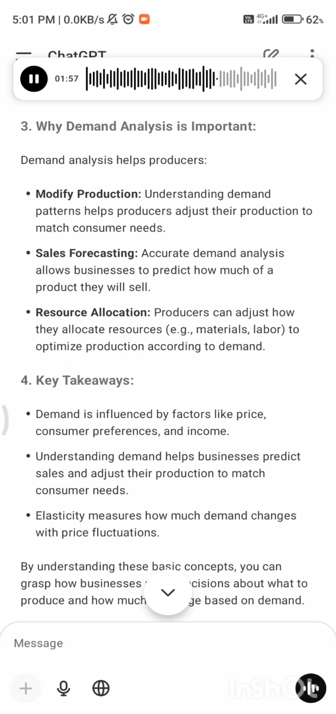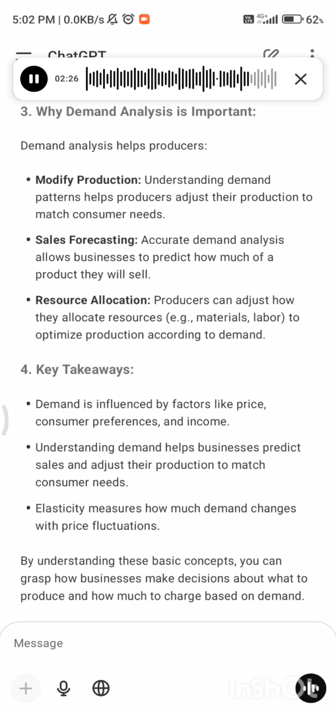3. Why demand analysis is important. Demand analysis helps producers modify production. Understanding demand patterns helps producers adjust their production to match consumer needs. Sales forecasting. Accurate demand analysis allows businesses to predict how much of a product they will sell. Resource allocation. Producers can adjust how they allocate resources, e.g., materials, labor, to optimize production according to demand.